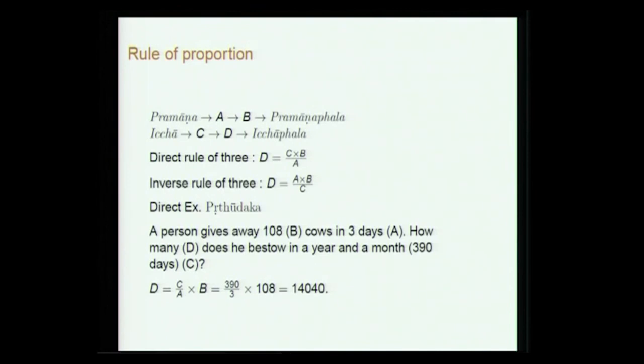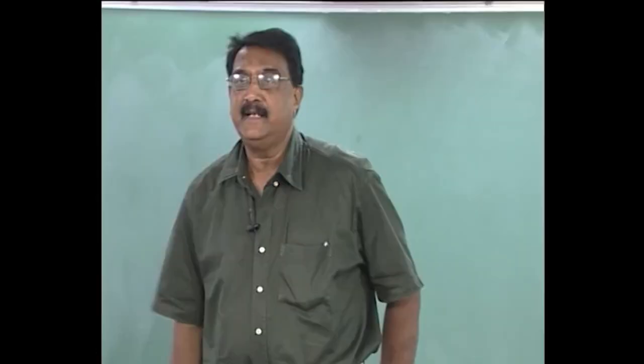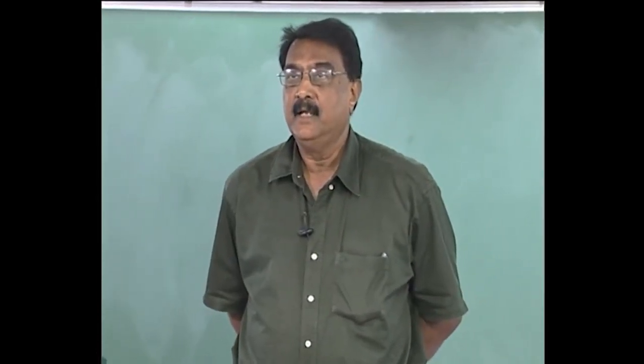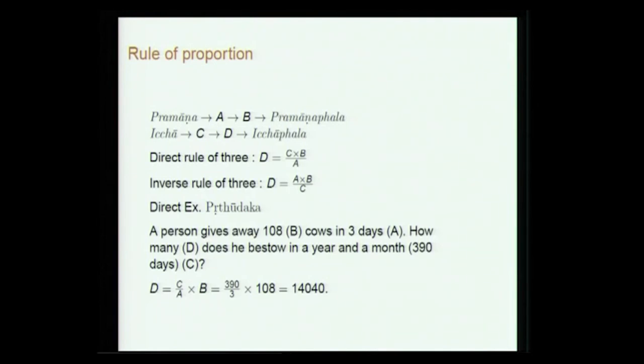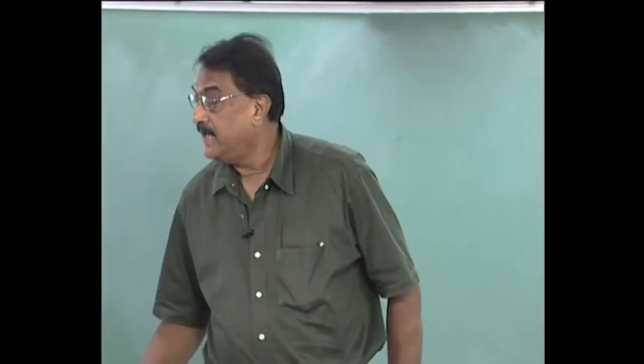But sometimes you have the inverse rule of 3, and in that case the numerator is the pramana, and the denominator is the ichha. Prutudaka, for instance, gives an example. A person gives away 108 cows in 3 days. How many does he bestow in a year and a month? That is 390 days; a year is taken to be 360, a month 30. So here it is clearly a direct rule. B is 108, the pramana phala, the pramana is 3, and the ichha is 390. So 390 by 3 into 108. This is the answer.